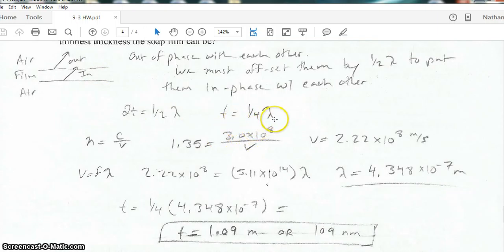So all I need to do then is find the wavelength in the film. Well, to do that, I use my index of refraction to help me find the velocity in the film, right? So my velocity in the film, just using the index of refraction there. And then since I know the frequency is constant, I have my velocity, I have my frequency. Finding the wavelength in the film is pretty easy. And then finally plugging that back in up here to find the thickness. So 1/4 of the wavelength equals the thickness. So 1.09 meters or 109 nanometers, right?